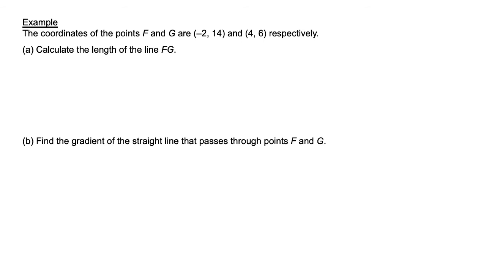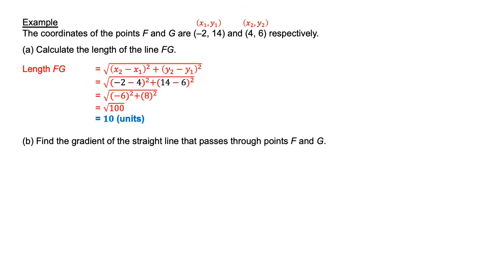Right, so here's an example of an exam question. We're given two coordinates, F and G, and the first thing we've got to do is find the length of the line FG. I always tend to quickly jot x1, y1, x2, y2 above the coordinates, and then I can easily follow which coordinate goes where into the formulae. And if I want to work out the length, I use the formula that we saw before.